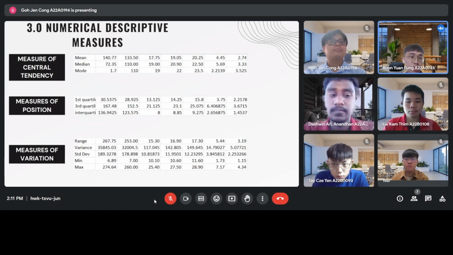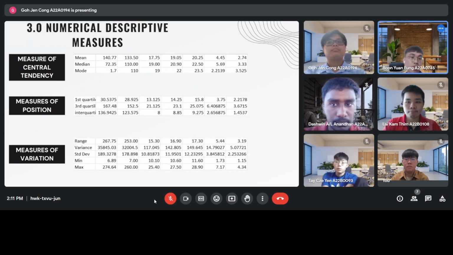We have first quartile, third quartile, and the interquartile. And how we calculate the interquartile range is the difference between the upper quartile and the lower quartile. So we have 167.78 minus 30.5375. So we can get 136.9425. And now we go to the third table, which is the measure of variation.